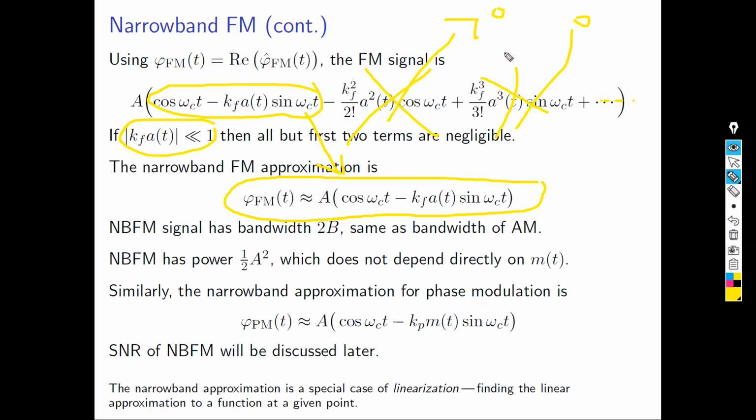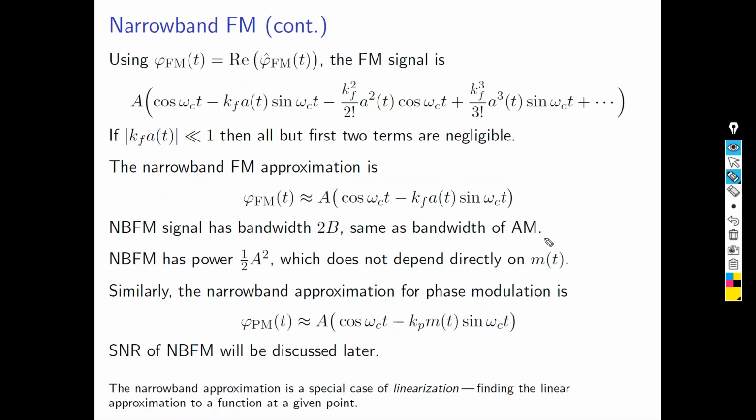Although they have bandwidth, for example, for this the bandwidth is 2 multiplied by 2b, and the bandwidth here is 3 multiplied by 2b. But the good thing is that the power of those terms goes to 0. Then I can get rid of them, and at the end of the day, I will have only these two terms that have significant power. Now, what's the bandwidth of these two terms? 2b. Same as the bandwidth of AM.